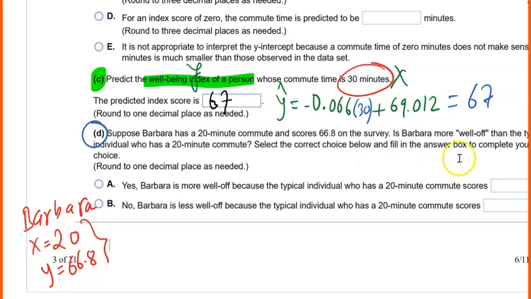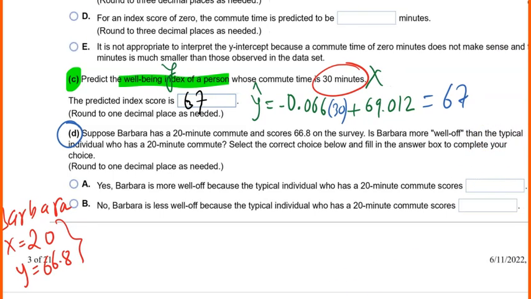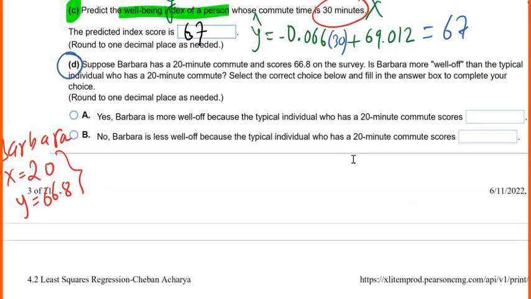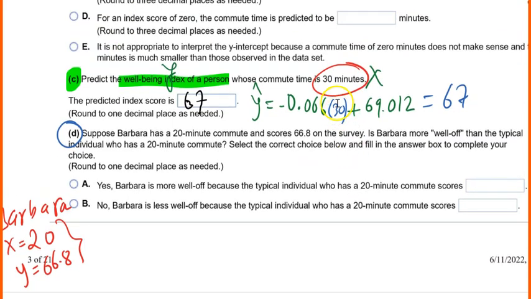Okay, is Barbara more well off than the typical individual who has a 20 minutes commute? Select the correct choice below to find the answer box to complete your choice. Remember that you have to find the average well-being score for a 20 minutes commute time overall. What you're going to do is put the 20 in the equation to find y hat.